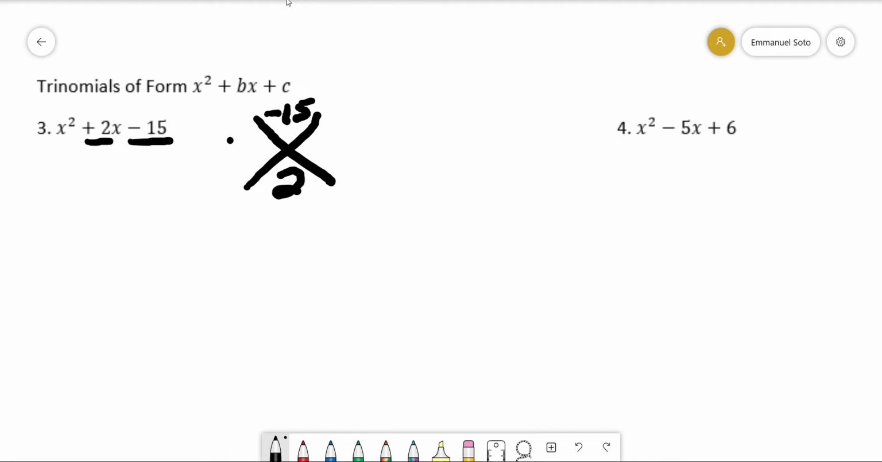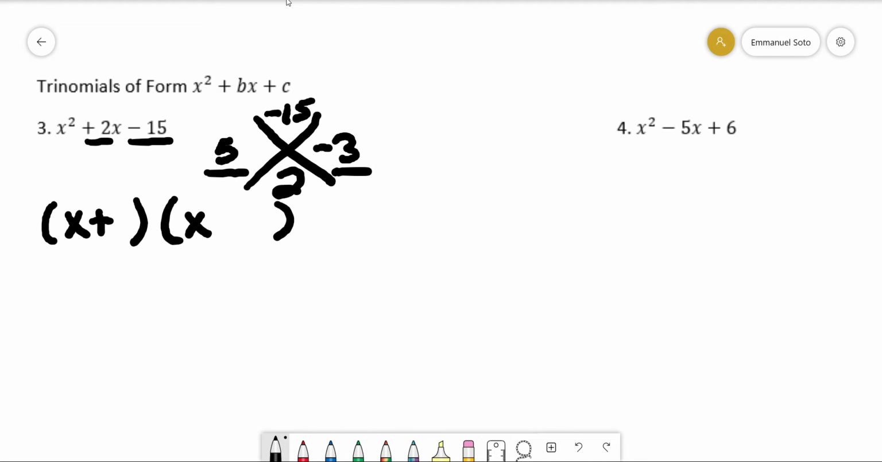In that case, that would be 5 and 3, and then it would have to be negative 3. 5 and negative 3 will give us 2. All right, so we're going to do our double parentheses. We have x in each parentheses, and then you're going to use your 2 terms, positive 5, negative 3, and that's it.